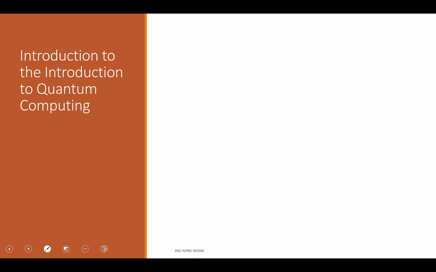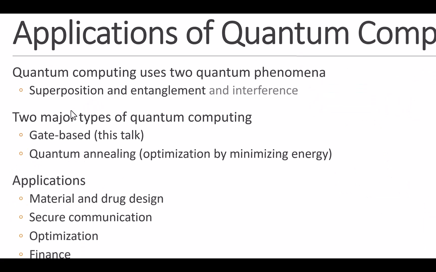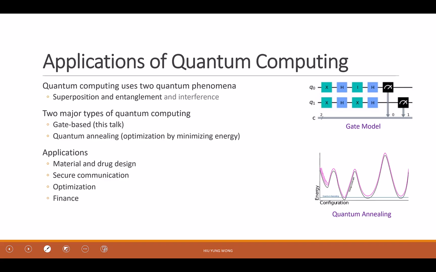So let me start the class, the introduction to quantum computing. Only a high-level discussion, right? We know quantum computing is very, very important, it seems. And how is quantum computing different from regular computing, or classical computing? In my opinion, we can summarize it as: it uses superposition and entanglement to do the computation.